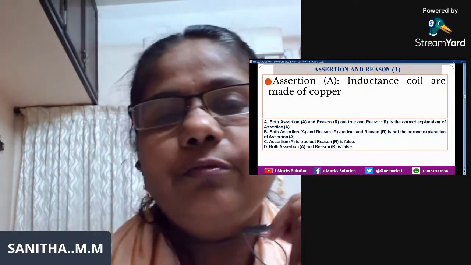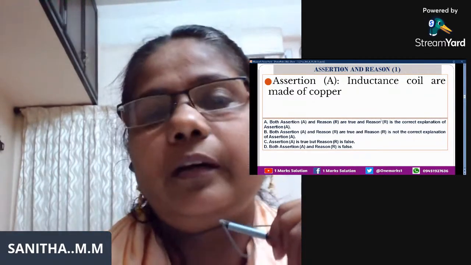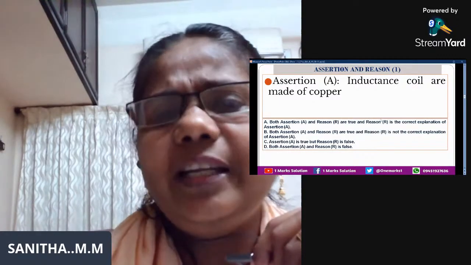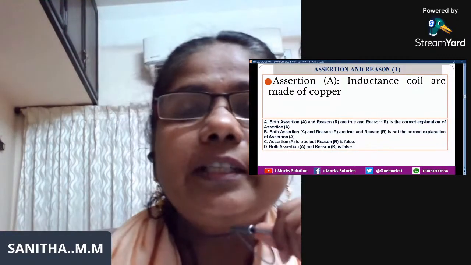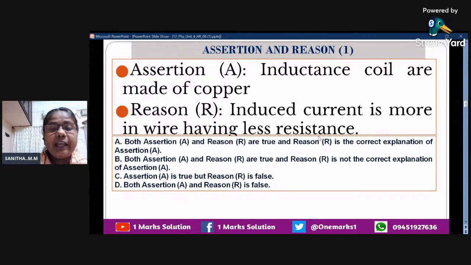Now, let us start with the first one. Inductance coil are made up of copper. Inductance means what? The property of the coil, we call it inductance. It is made up of copper. Then, induced current is more in wire having less resistance. Why is copper used? Because it is having less resistance. In our homes and any buildings, for connecting wires, we are all using copper, right? The best conductor is silver, but we can't use it because it is very expensive. That is why we are using copper.